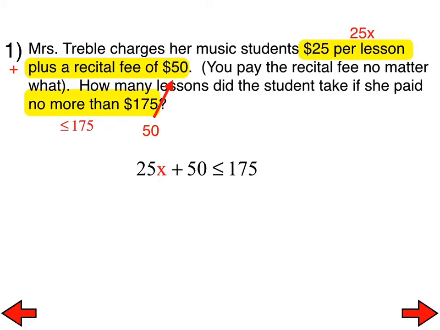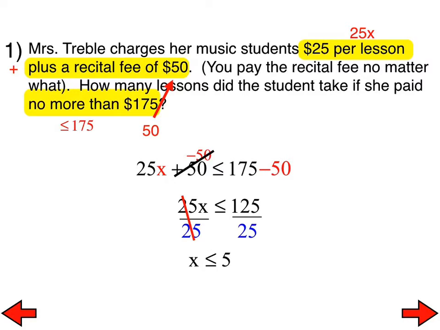Carlos, will you tell us how you solve this problem, please? I subtracted 50 from both sides. And I divided 25x to 125, and then I got x is less than or equal to 5. Good. I'm glad you changed it from equals. It's not equals. Less than or equal to is correct. So we have x is less than or equal to 5.